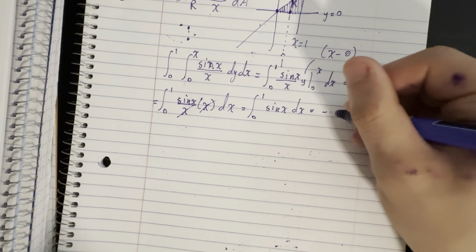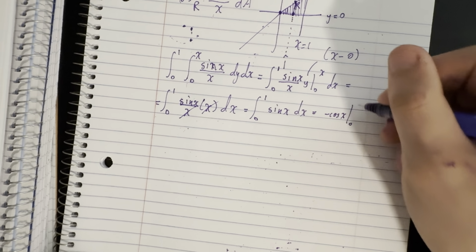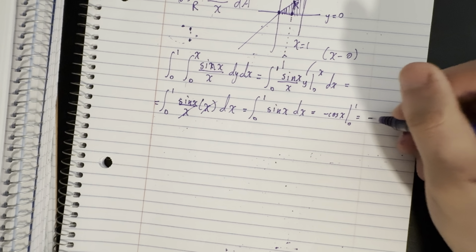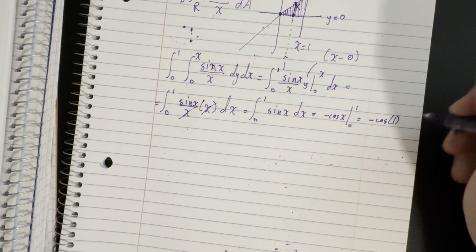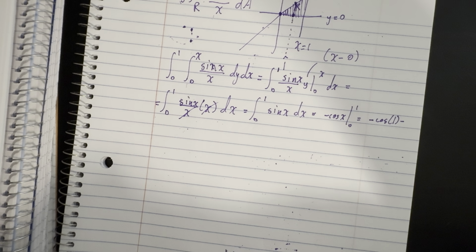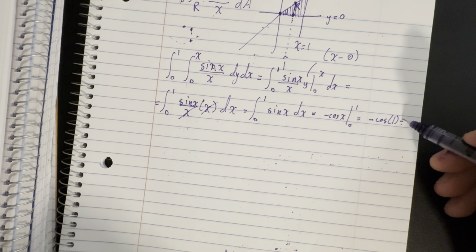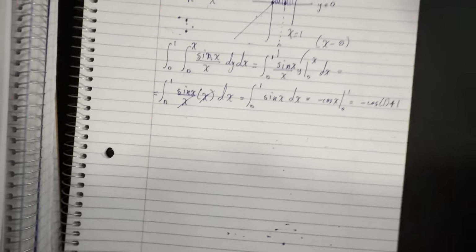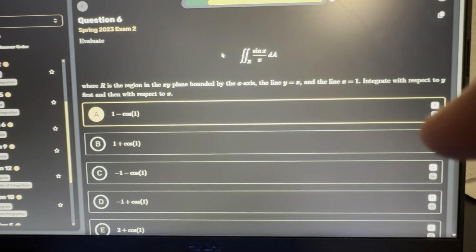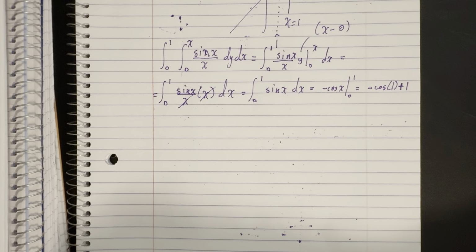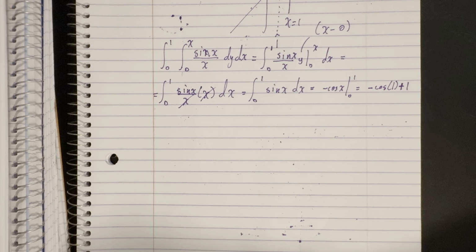So this is negative cosine of x from 0 to 1. Negative cosine of 1, we don't know off the top of our heads. And then minus negative cosine of 0. Now cosine of 0 is 1, so negative cosine of 0 is negative 1, and then we have this other negative, so it's plus 1. So 1 minus cosine 1. So that should be option A. Yay! Really easy stuff. Okay, what's the next thing I chose?